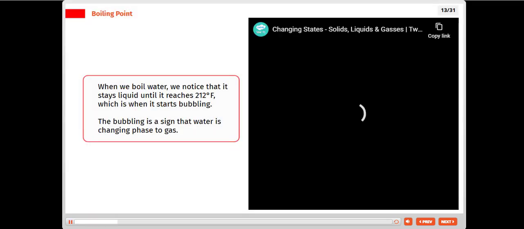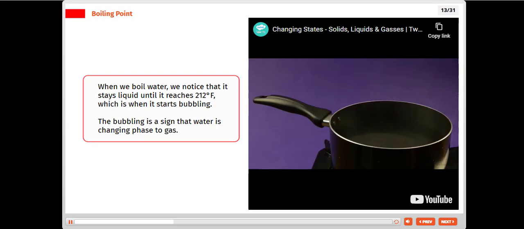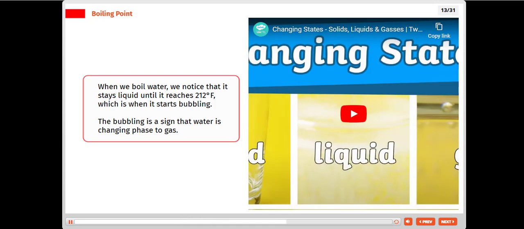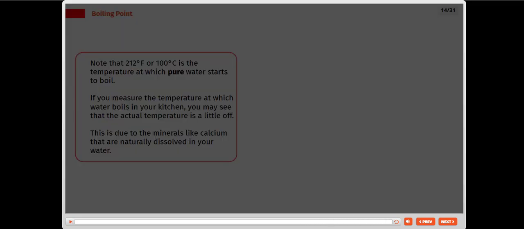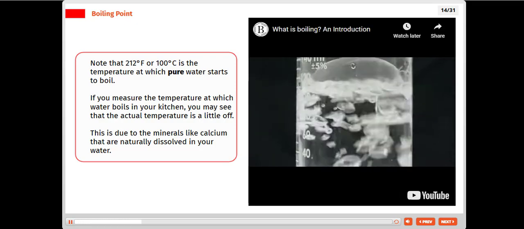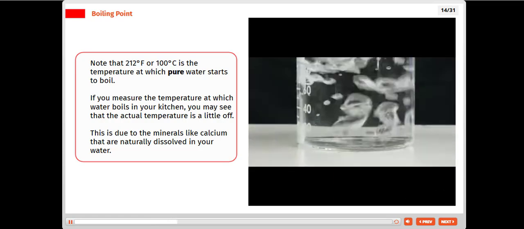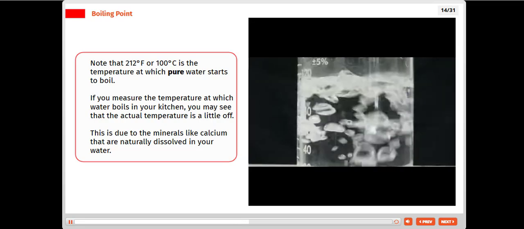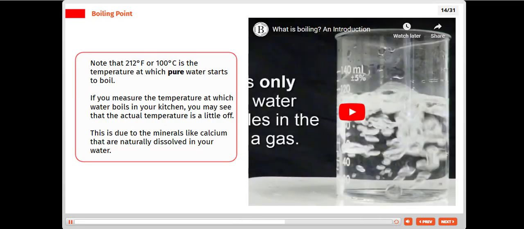When we boil water, we notice that it stays liquid until it reaches 212 degrees Fahrenheit, which is when it starts bubbling. The bubbling is a sign that water is changing phase to gas. Note that 212 degrees Fahrenheit or 100 degrees Celsius is the temperature at which pure water starts to boil. If you measure the temperature at which water boils in your kitchen, you may see that the actual temperature is a little off. This is due to the minerals like calcium that are naturally dissolved in your water.